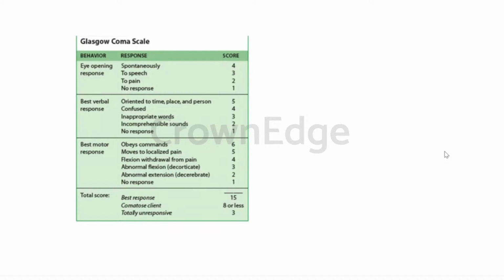Another question that is important over here is what is the minimal score that is given? Just make sure you remember that every score, that is eye opening, verbal response, and motor response, starts with 1. That is, if there is no response, it's not 0. Just make sure that you put the option as 3. So minimum is 3, that is totally unresponsive, and maximum is 15.